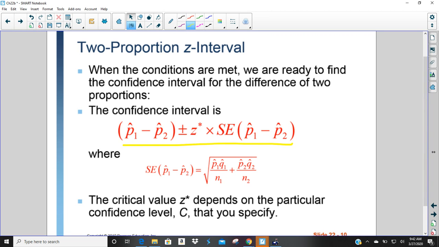Okay, so what do we have here? Instead of having just the P, plus or minus, we have the difference P1 minus P2, plus or minus whatever our critical value is, times the standard error, or in this case, a standard error because they're using P hats, and then it's P1 minus P2. Okay, and remember the critical value is whatever confidence level you pick.